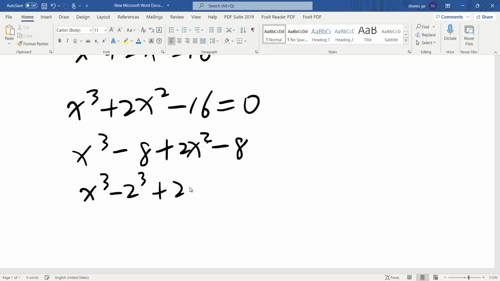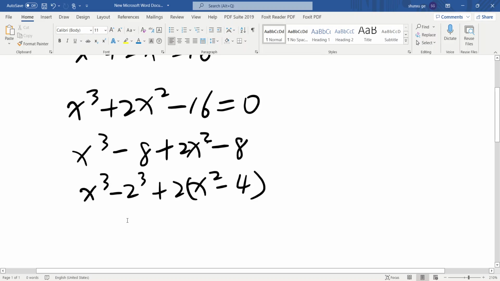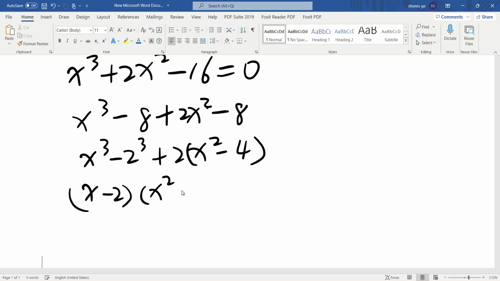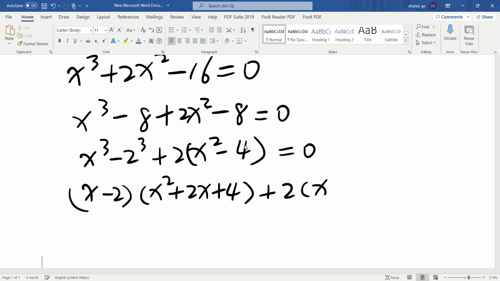And here we have a common factor. We take 2 out. And for 8, we take 2 out, 2 factor out. So it's 4. So here we factor them. Two square is 4. Plus 2x. Here 4, and we can write the 2 square.